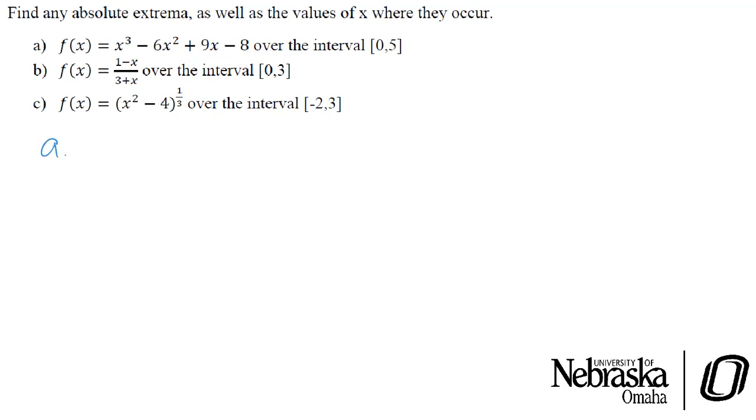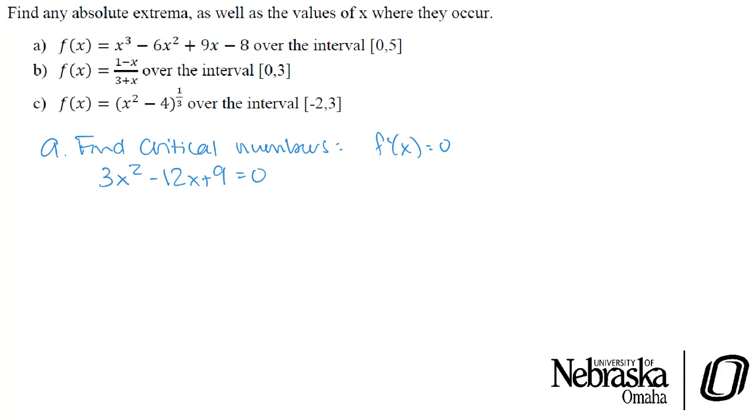So for part A, we want to find critical numbers. Remember, to do that, we first want to list our domain, which in this case we don't have any domain restrictions, so we don't have to worry about that. So we set the derivative equal to 0. That would be 3x squared minus 12x plus 9 equals 0. We can divide all of this by 3 to make our factoring a little bit easier. Factoring it, we get x minus 3 times x minus 1 equals 0. So x equals 1 or 3.